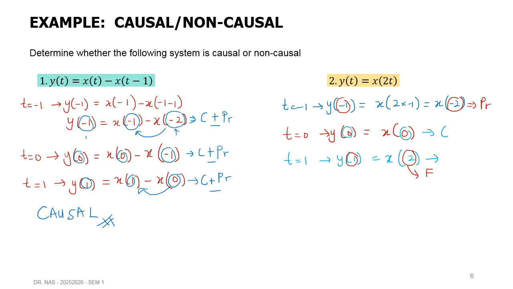Okay, how come the output is being developed earlier than the input being applied? So you have a future state here. In any case, if you have a future state in the equation, automatically the system is non-causal.